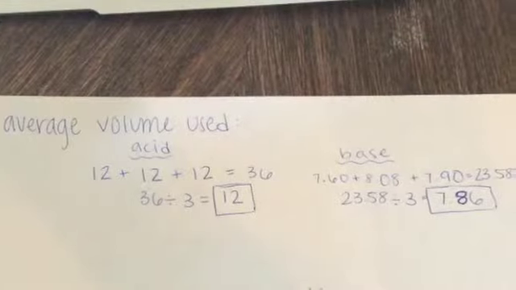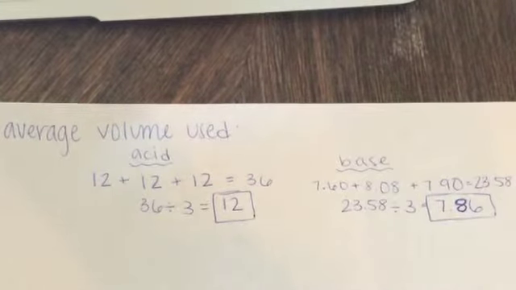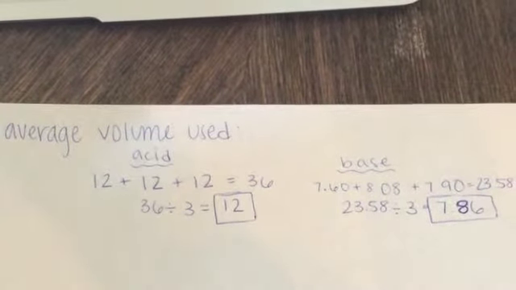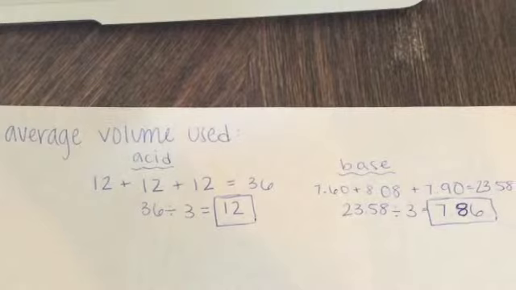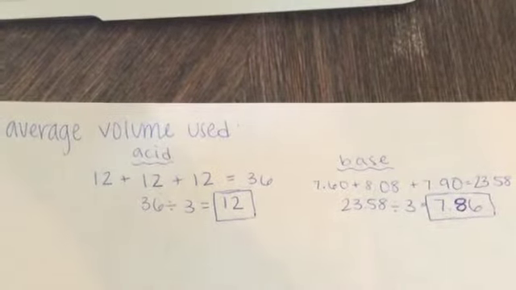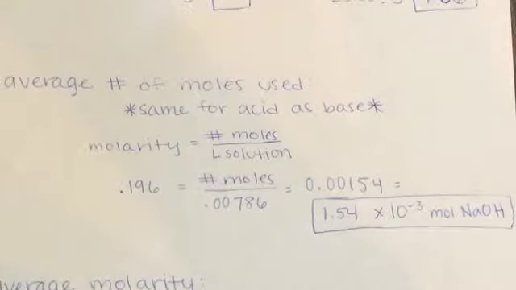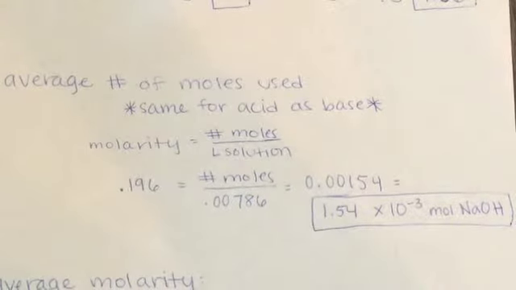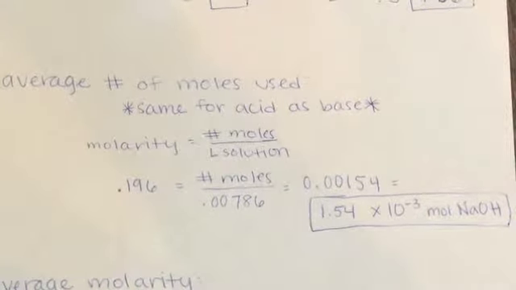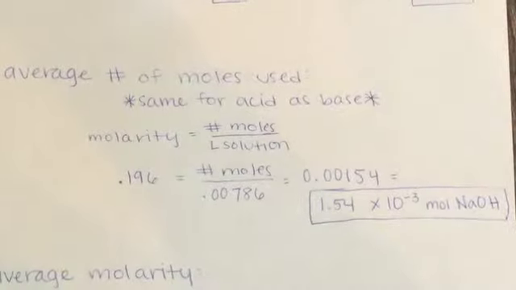Data. For the average volume used, the 3 total volumes used for both the acid and base were added together, then divided by 3. For the average number of moles used, the equation molarity equals the number of moles over the liters of solution was used, then the numbers were plugged in to get the answer.